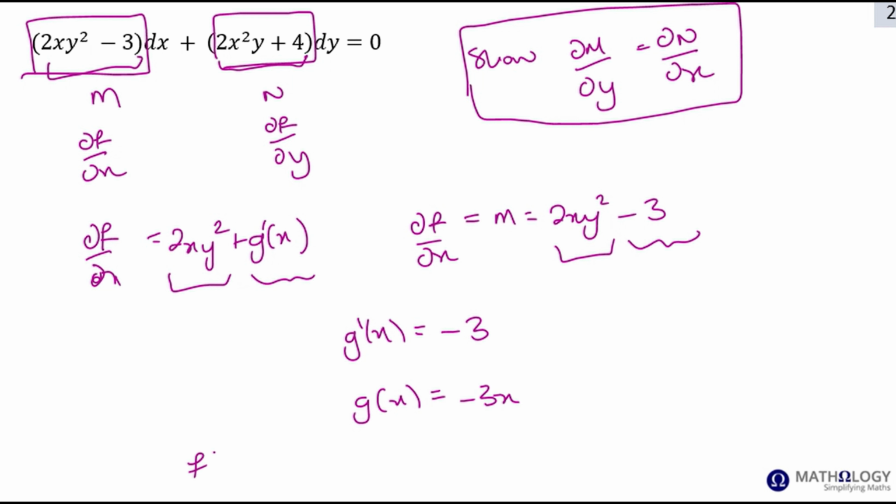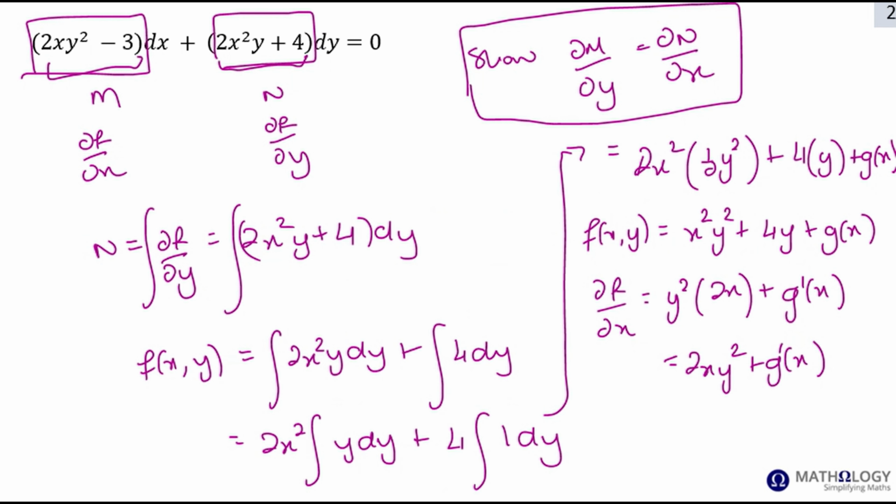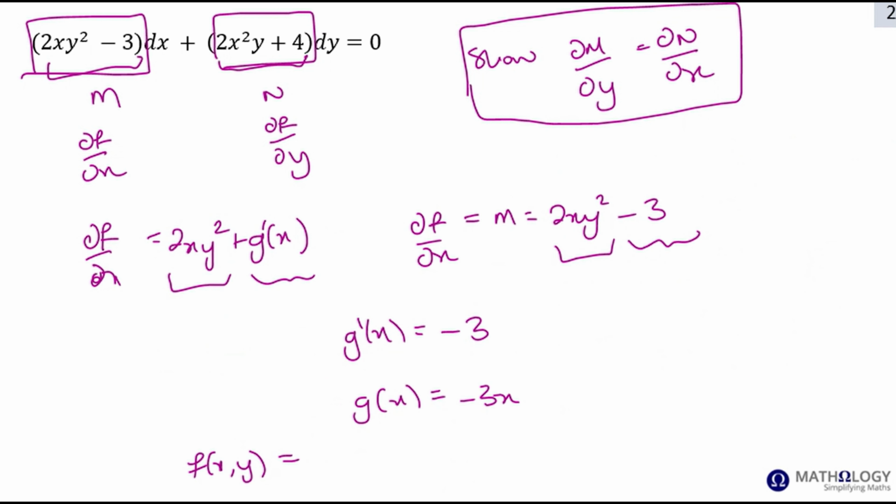So the function f will be x squared y squared plus 4y plus g of x. x squared y squared plus 4y minus 3x.